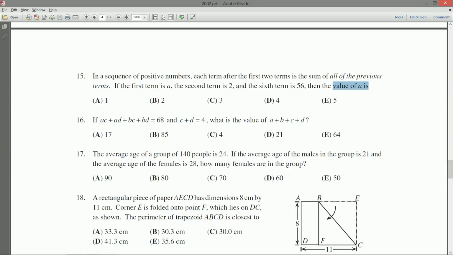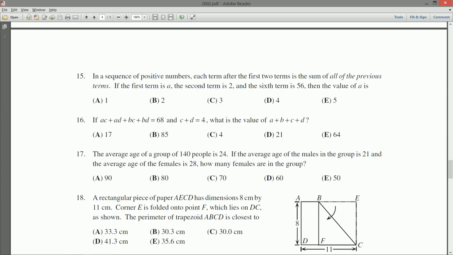Okay, so we're creating a sequence of numbers, and it's got what's known as a recursive definition. The value of the next term depends on some or all of the previous terms. The best example of this is the Fibonacci sequence, which hopefully many of you have seen before. Now this one isn't the Fibonacci sequence, but they're both recursive, that's why I bring it up. So, we know the second term is 2, and we know the sixth term is 56.